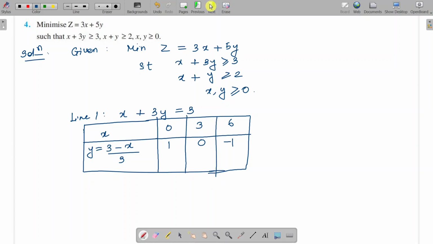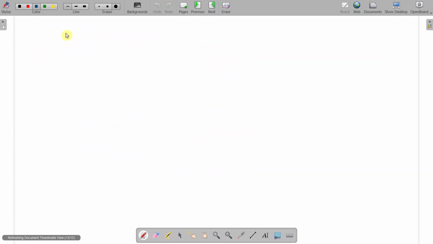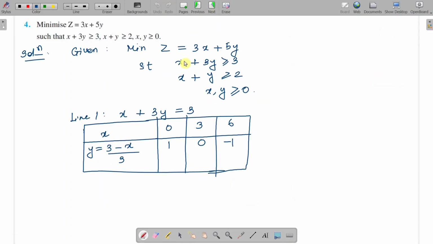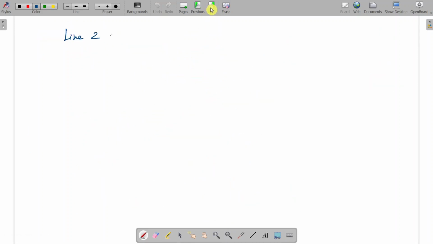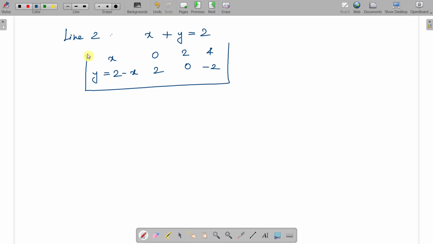Okay, then let us take line 2. That corresponds to this inequality, x plus y equal to 2, right? So y is 2 minus x. When x is equal to 0, y is 2. When x is equal to 2, y is 0. And when x is equal to 4, y is minus 2. Okay, so this is the table for line 2.